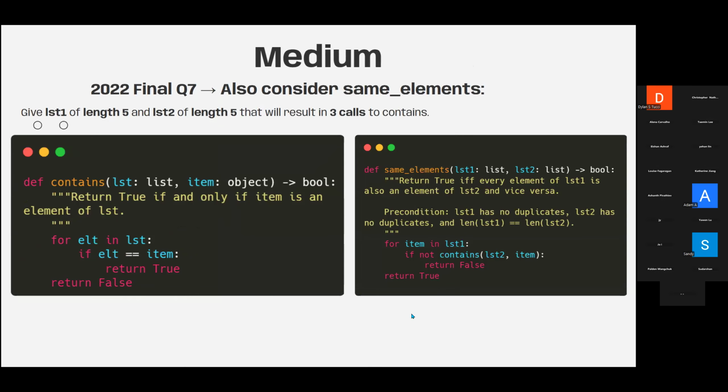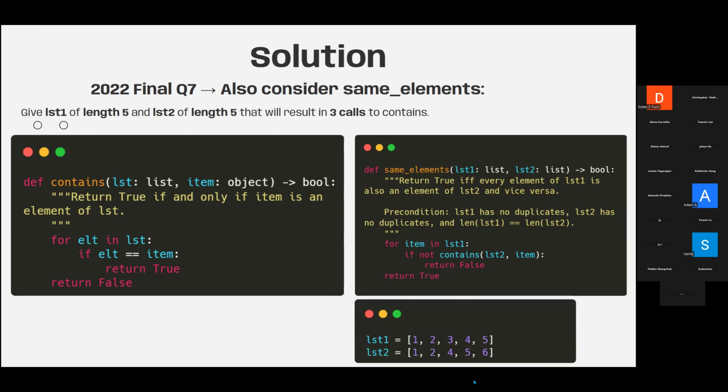Okay, this time we're going to have 2 lists, both length 5, and we just want a result in which we call contains 3 times in total. There are so many examples you could do. The example we came up with is where you have 2 lists, and list 1 is 1, 2, 3, 4, 5. And notice how the element 3 is not in the list 2.